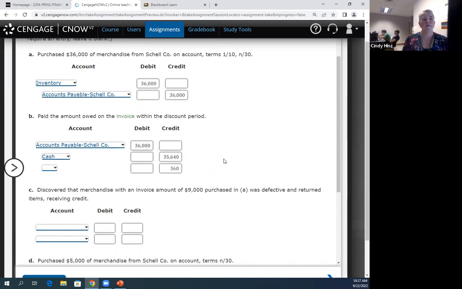So how do we report that? When we use a perpetual inventory system, we report that as a reduction in the value of our inventory. Inventory is an asset account, so if we credit that account, that means that we're reducing the value of that asset. We're going to report the inventory at only the 99% now as well.